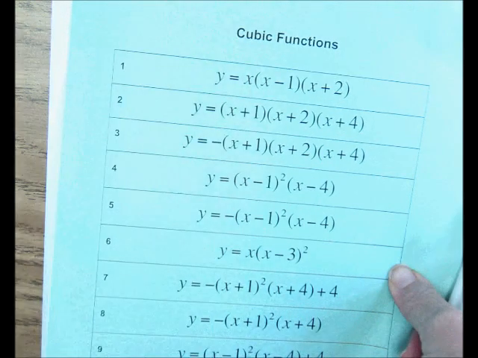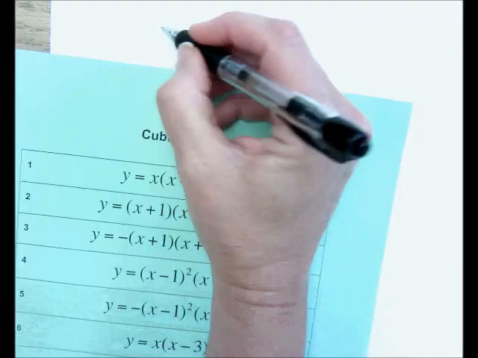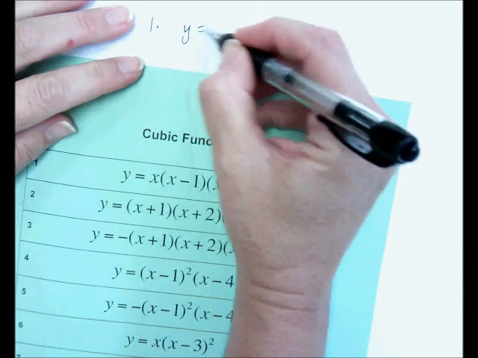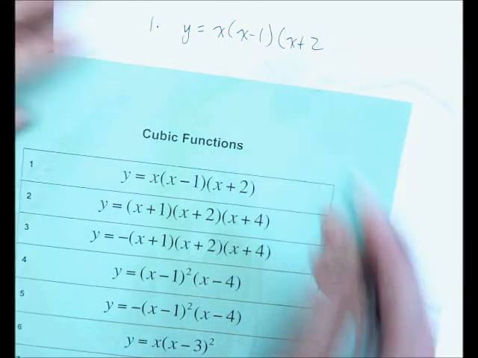And this information was kind of covered yesterday when you worked on graphing the polynomials, or looking at the graphs of the polynomials. So let's look at the first one that we did. And the first one looks like y is equal to x times x minus 1 times x plus 2.